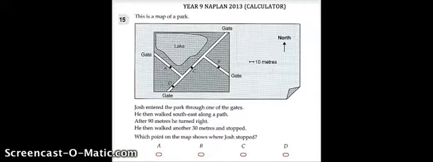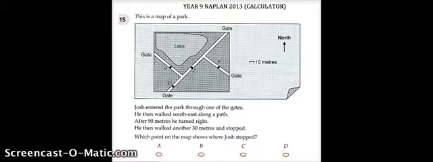Now for question 15 of the 2013 calculator paper, Josh entered the park through one of the gates. He then walked southeast along a path. After 90 metres, he turned right. He then walked another 30 metres and stopped. Which point on the map shows where Josh stopped? We have a scale here indicating that that distance there is 10 metres and that directly upwards is north.